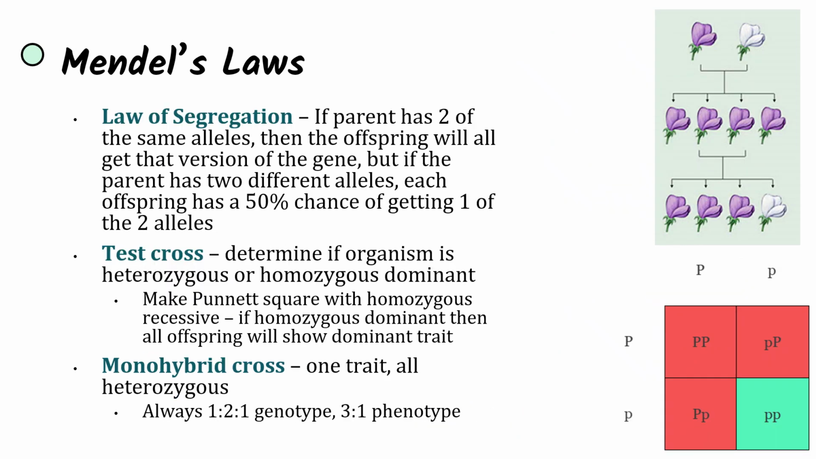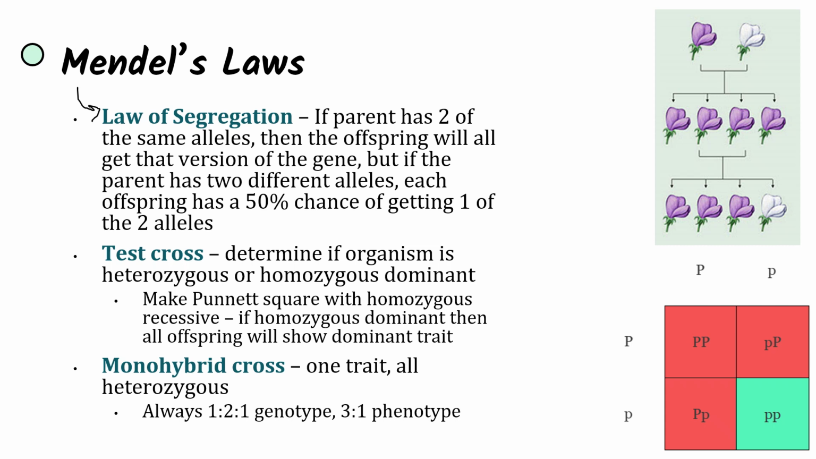So Mendel came up with some laws to explain these observations. First one being the law of segregation, which says that if a parent has two of the same allele, then the offspring will all get that version of the gene. But if the parent has two different alleles, meaning they're heterozygous, genotypically, then each offspring has a 50% chance of getting one of the two alleles.